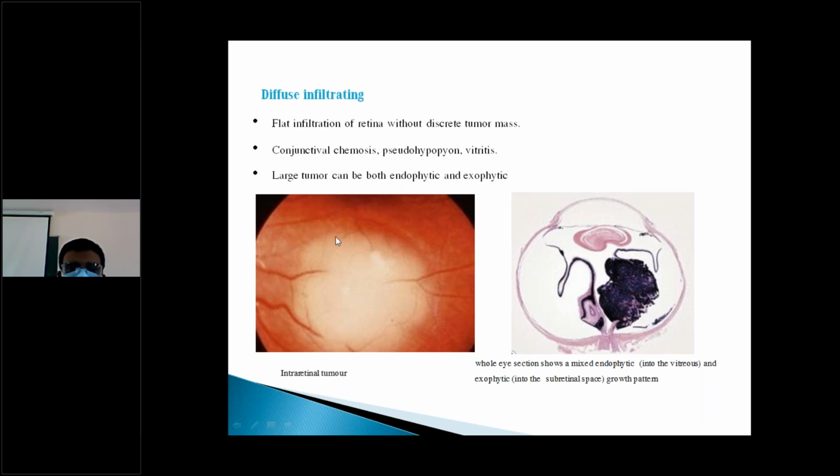Diffuse infiltration means you can see a thickened flake here. There is diffuse infiltration of the retina. There is no mass, only thickening of the retina due to infiltration of the retina by the tumor cells. That is called diffuse infiltration. This picture shows a combined endophytic and exophytic retinoblastoma.